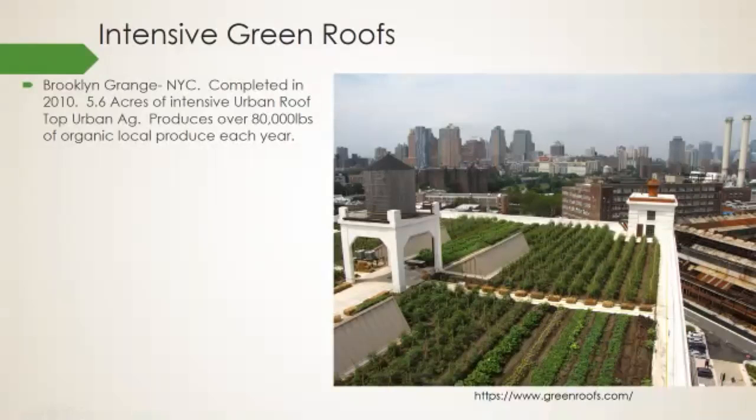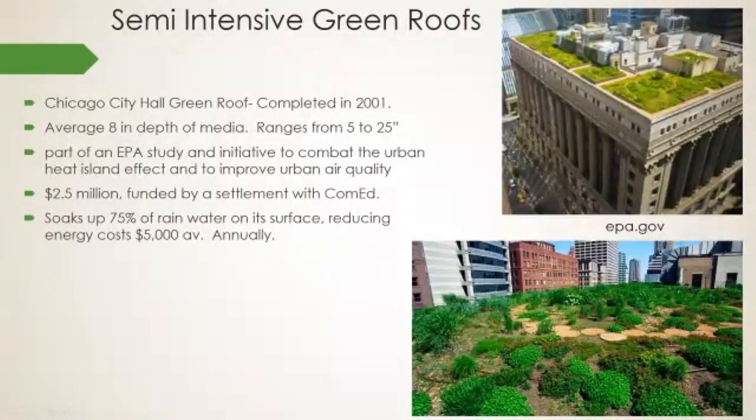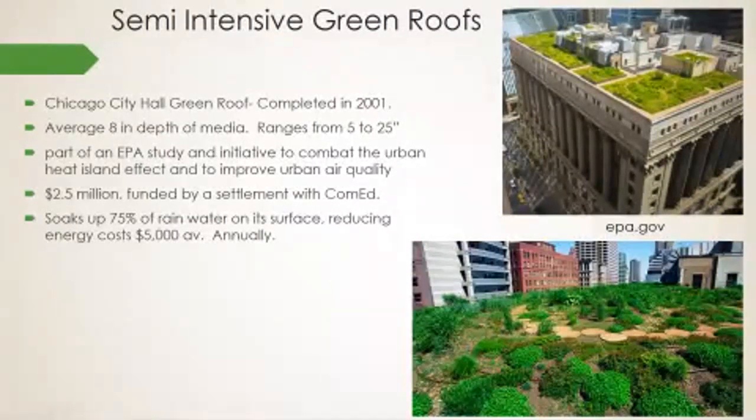And so they produce over 80,000 pounds of organic local produce each year. That is really significant and really impressive. If you think about how much produce you get out of your backyard garden compared to this, it's quite impressive. If you're in the area, they give periodic tours, so you can sign up for a tour to check out the Brooklyn Grange, and they even have tastings and a dinner included in that. I'd recommend that.